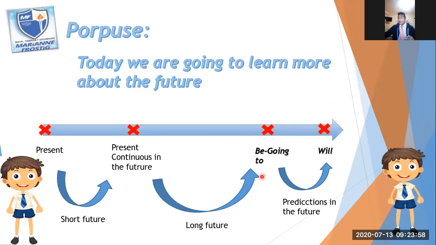So now, on the other hand, we have be going to, okay? And this is our grammar today, be going to. We use be going to talk about activities, actions, predictions, but in a long future, okay? 1 day, 3 days, 1 year, 5 years, 10 years. We use be going to talk about actions, plans, or predictions in a long future.